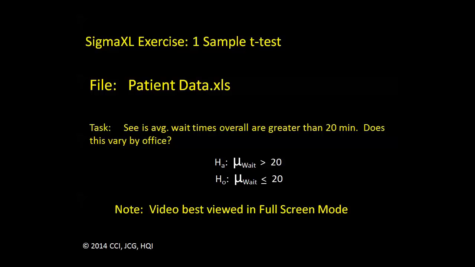This Greenbelt Challenge is going to look at wait times. We want to see if the overall wait time for our practice is greater than 20 minutes, and secondly, we want to see if this varies by office. We'll use the file patient data.